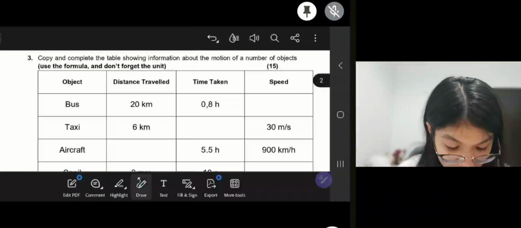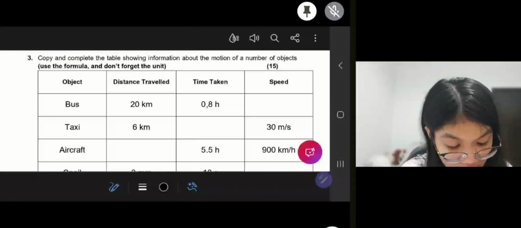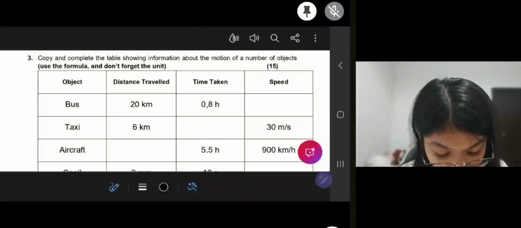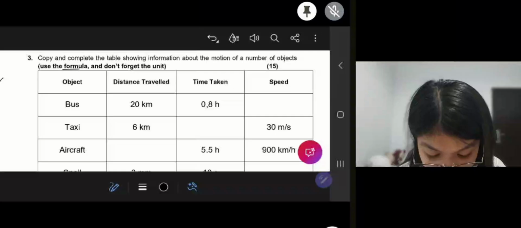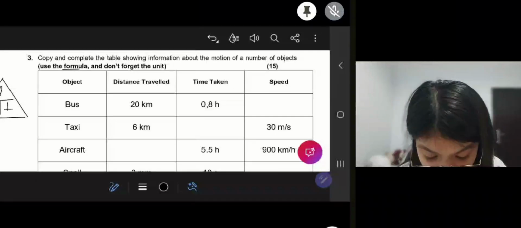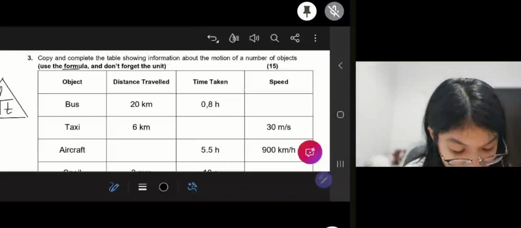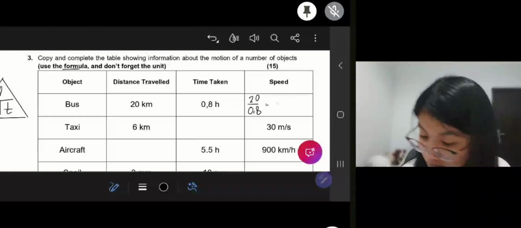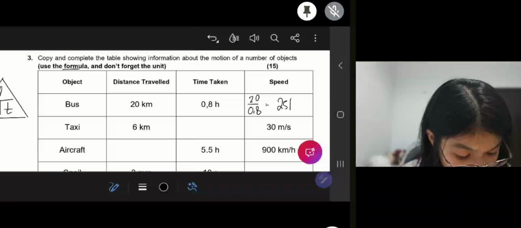Now for the third question, we have to copy and complete the table showing information about the motion of a number of objects. And we have to use the formula. Don't forget the unit. So the formula is speed is distance over time. So for the first one, it's distance over time, which is equal to 25 kilometers per hour.